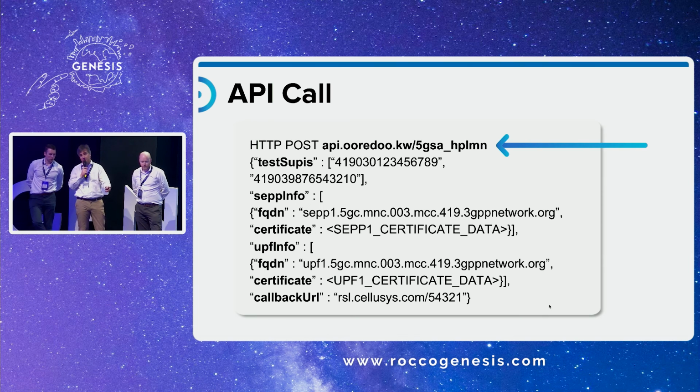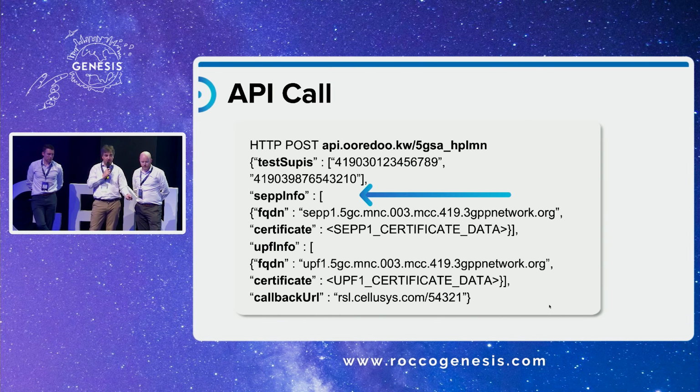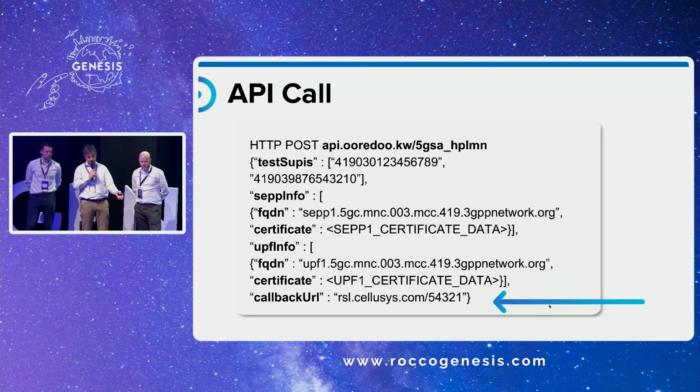So here we have an example of what an API call would look like. Here the call is RoamBot requesting Ooredoo Kuwait to implement some test SUPIs or test IMSIs for, say, a 5G test. Then the API call will include some SEPP and UPF information, such as the domain and the certificate. Lastly, there's a callback URL, or a reply-to, if you prefer, so the API can confirm when the data configuration, for this example, has been confirmed.